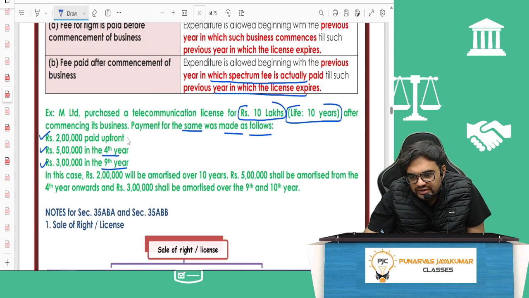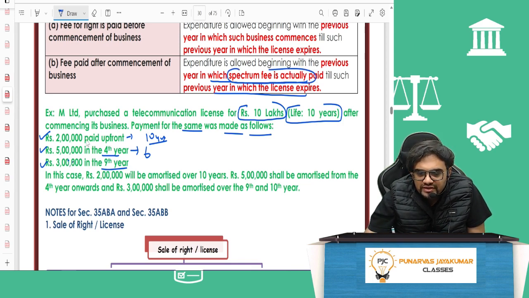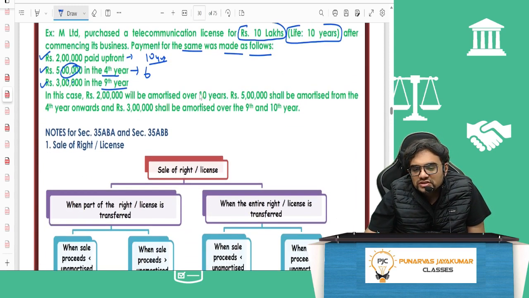So upfront payment, how many years remain? 10 years. So this will be amortized over 10 years. 5 lakh was paid in the 4th year, so this will be amortized over the remaining 6 years. That is, beginning from the year in which the spectrum fee is actually paid, 4th year, and the remaining time. 3 lakh was paid in the 9th year. So how many years will you get? 9th and 10th year. So in this case, 2 lakh will be amortized over 10 years, 5 lakh will be amortized from 4th year onwards, and 3 lakh will be amortized over 9th and 10th year.